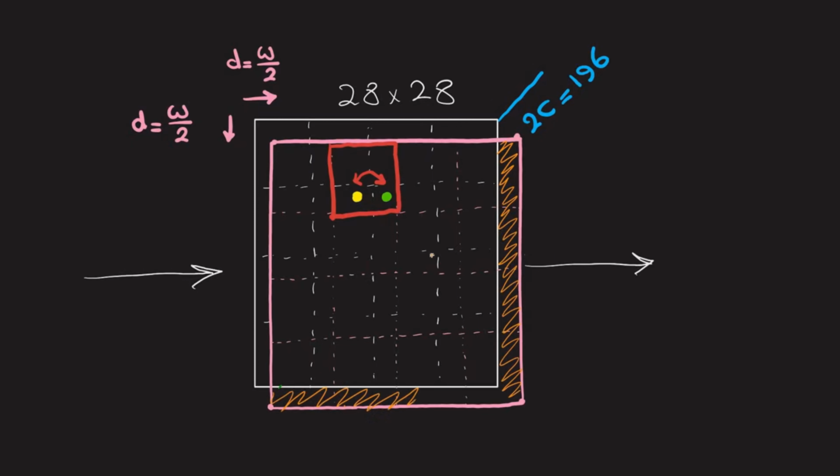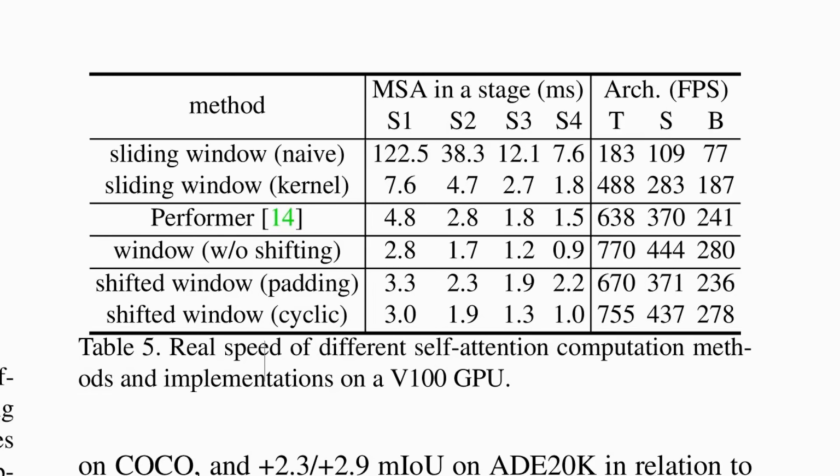So we have to pad them. Let's look at the paper to see how they pad them. Okay, let's look at table 5, and table 5 shows the real speed of different self-attention computation methods and implementations on a V100 GPU. And they show two different types of padding. The first one, they call it naive padding, which is basically, I believe, just adding zeros to the empty locations.